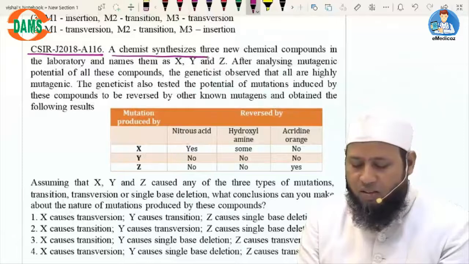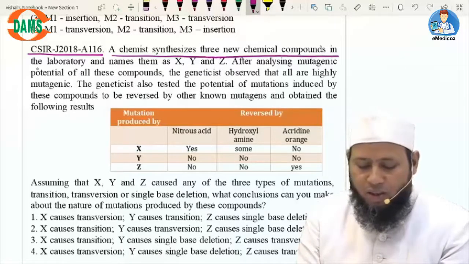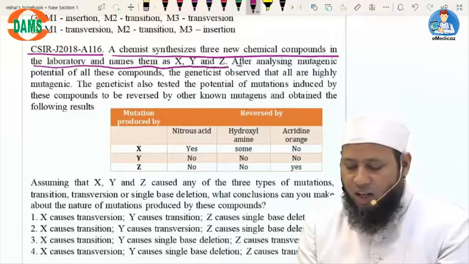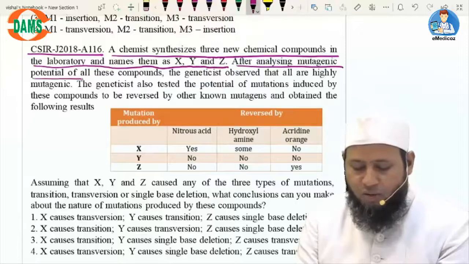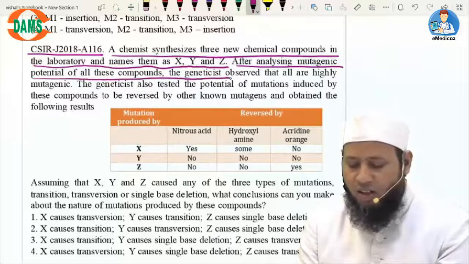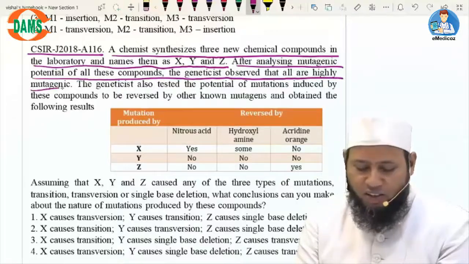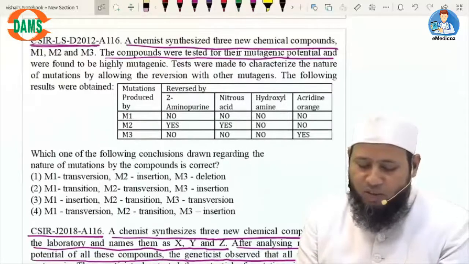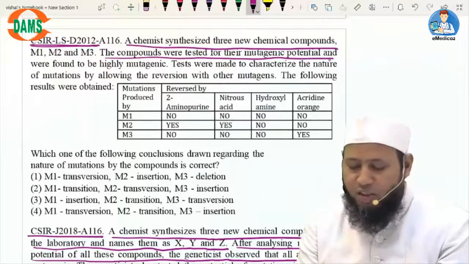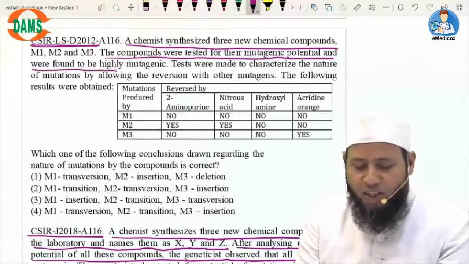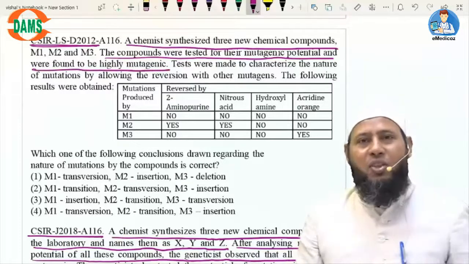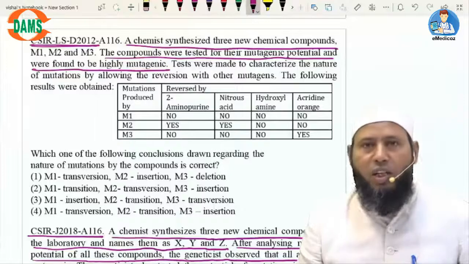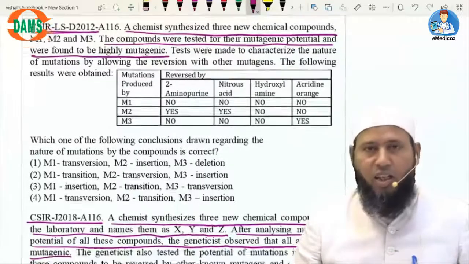A chemist synthesizes three new chemical compounds in the laboratory and names them X, Y, and Z. After analyzing the mutagenic potential of all these compounds, the geneticist observed that all are highly mutagenic. Exactly the same language, with some words changed here and there. The take-home message is that these three chemicals are highly mutagenic.